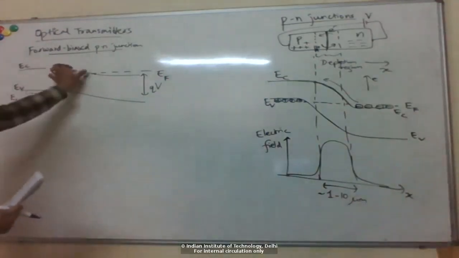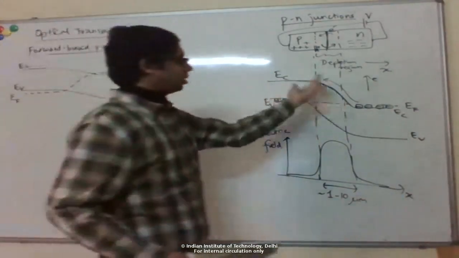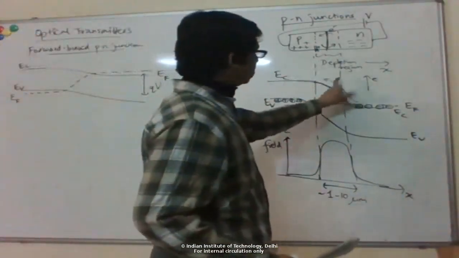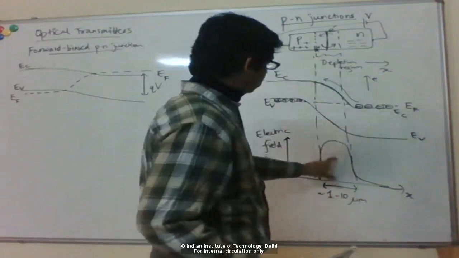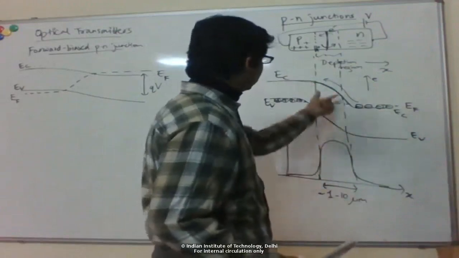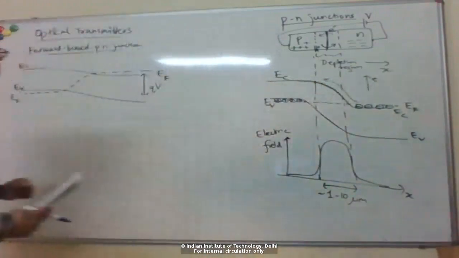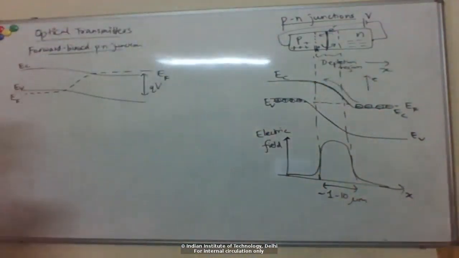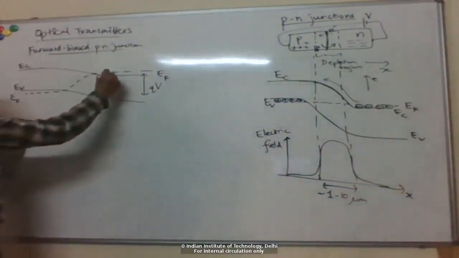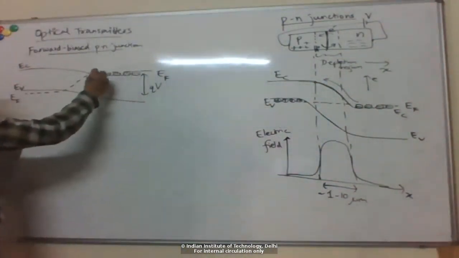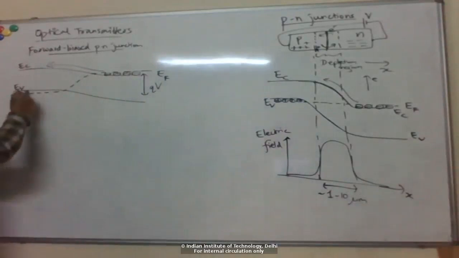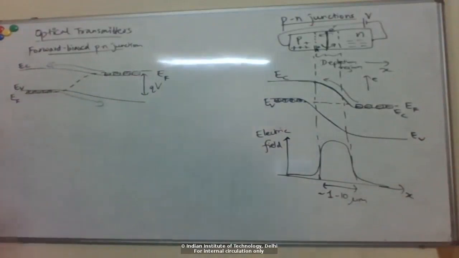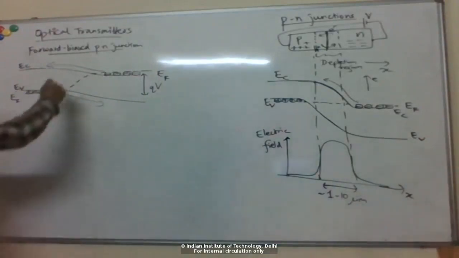Right. So you can see that the barrier has been lowered considerably here. If you apply a voltage equal to the potential difference created by this electric field, then basically you can make the bands flatten. So you can see now that the electrons here can easily flow to the P side, and the holes here can easily flow to the N side.